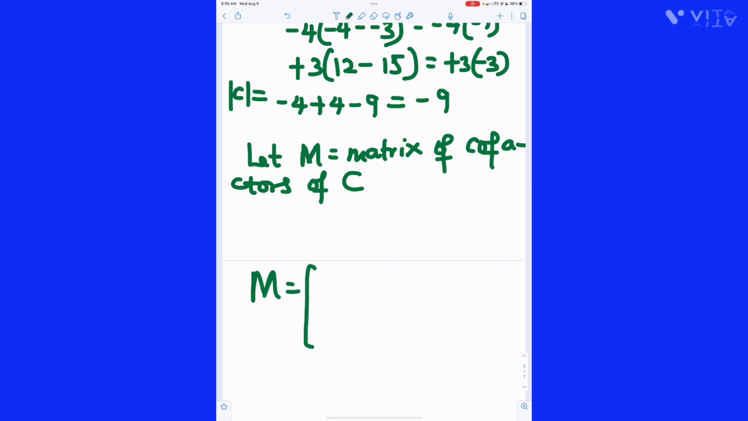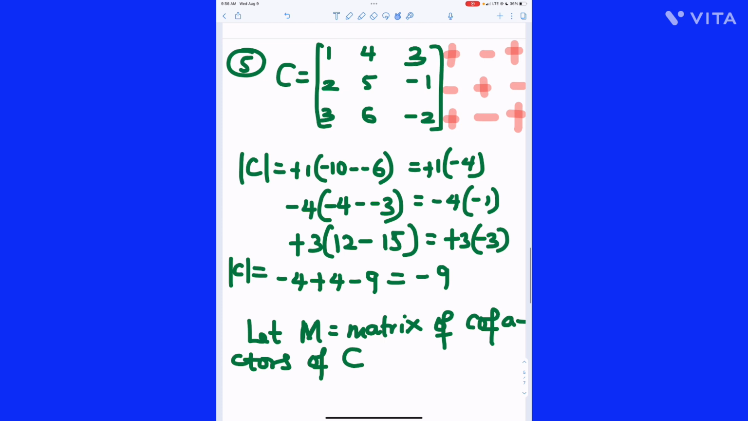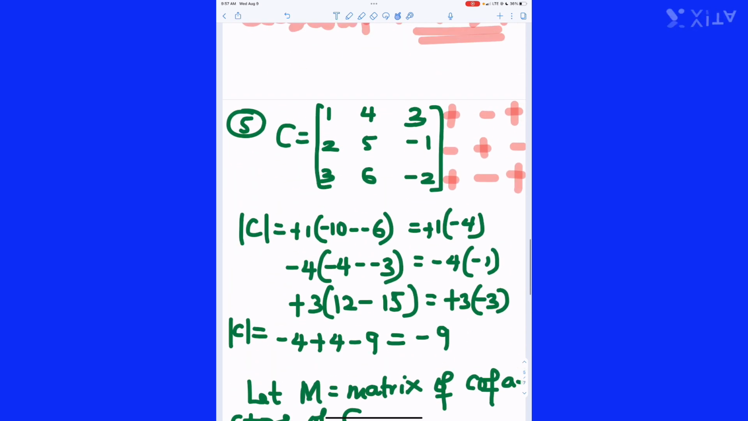M will be, what is the cofactor of the first element? 1 should take a positive sign. Its cofactor will be minus 10 minus minus 6. That's minus 10 plus 6, minus 4. Minus 4 times plus will give you minus 4. So the cofactor of 1 is what? Minus 4.